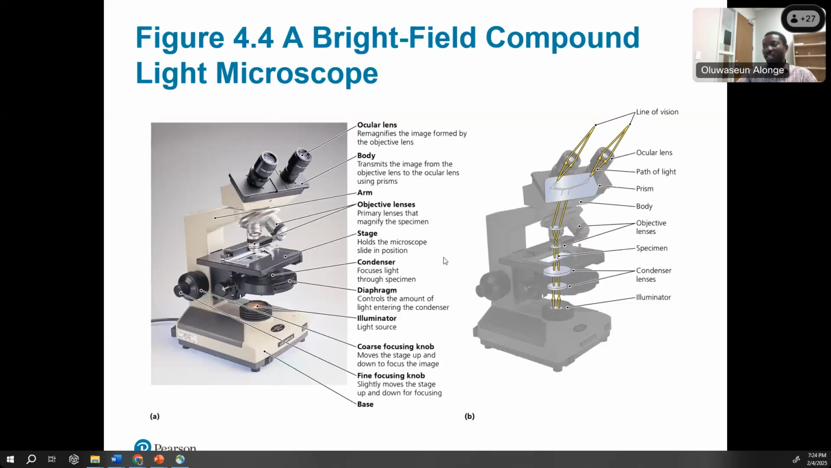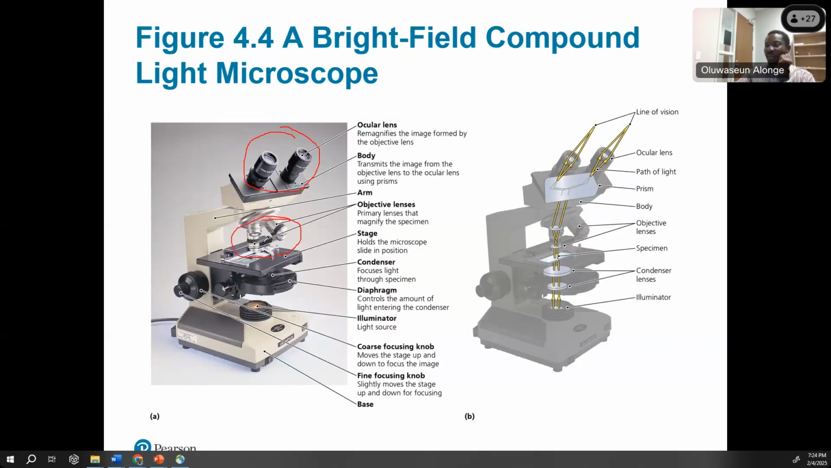Now, looking at this, this is a compound lens. It's a light microscope and it's compound. This is what you use in the lab, particularly in the microbiology lab. The reason it's compound is this: you see, you have these lenses here, and you also have these lenses here.